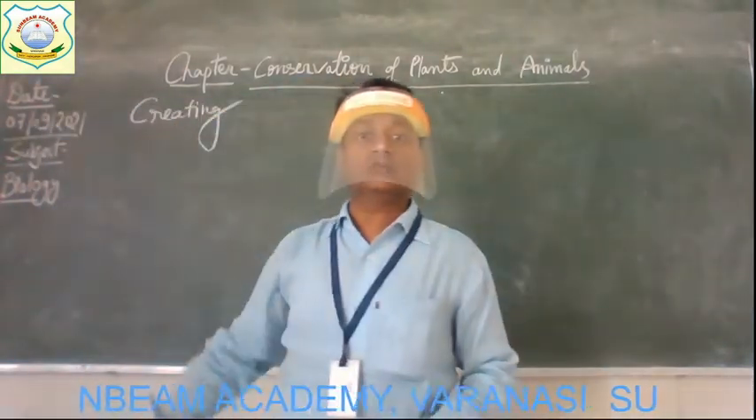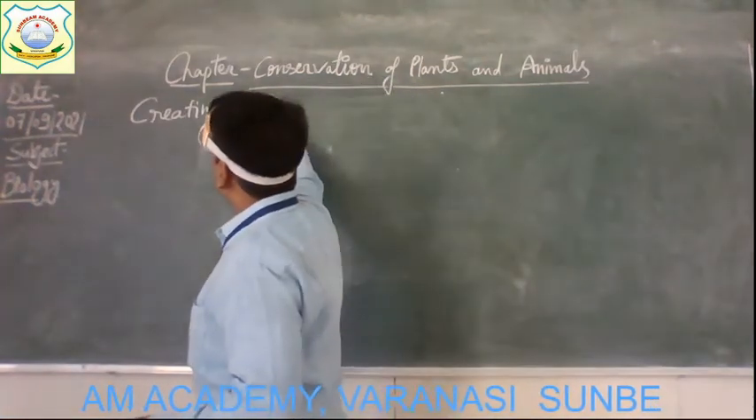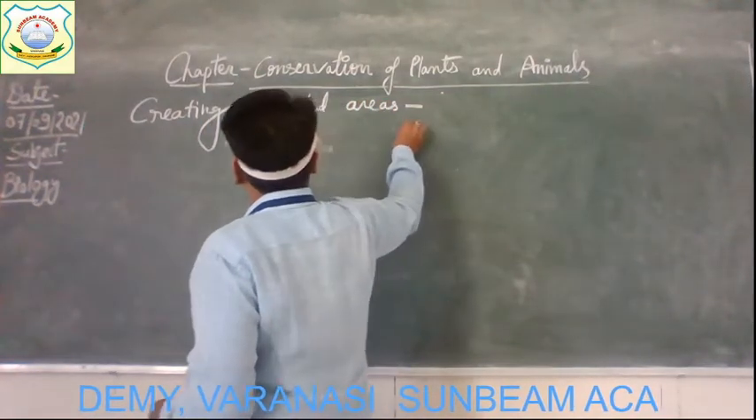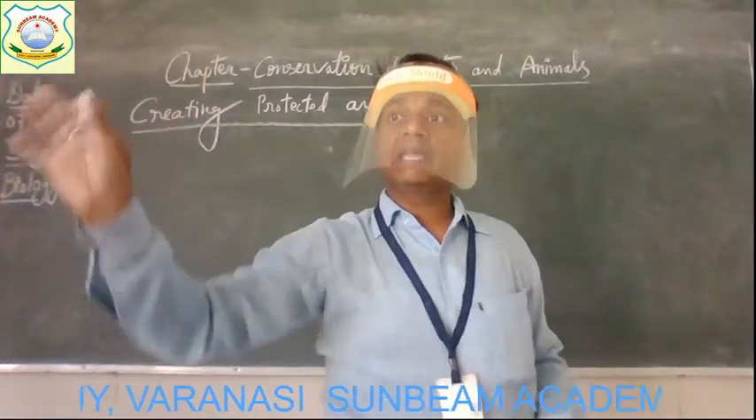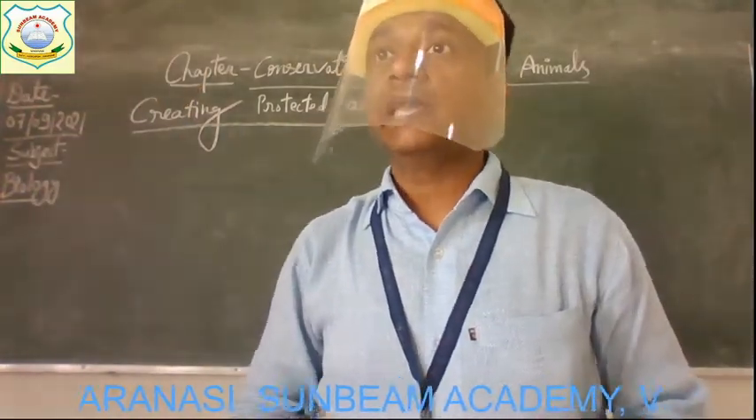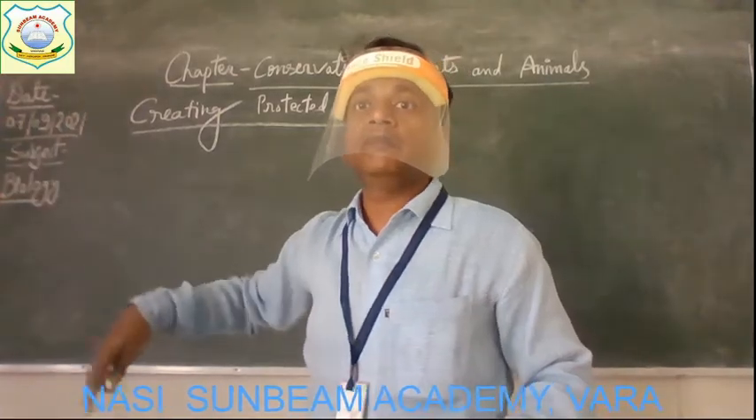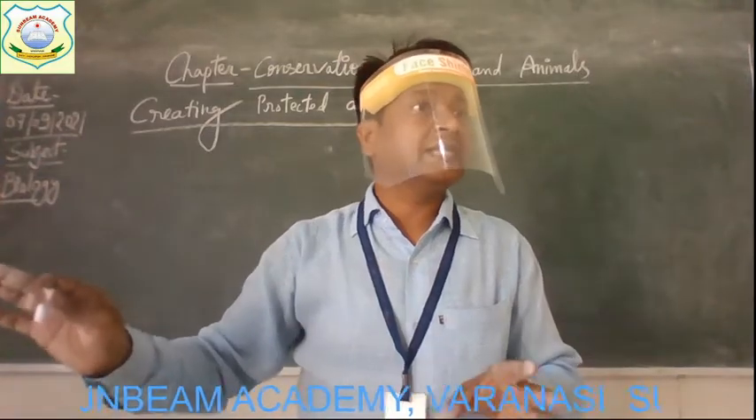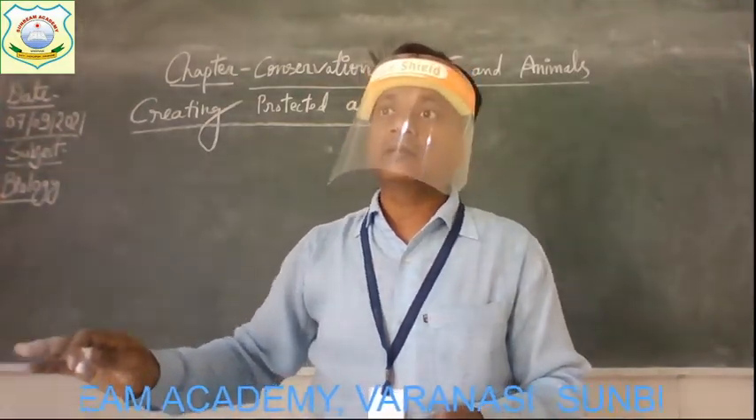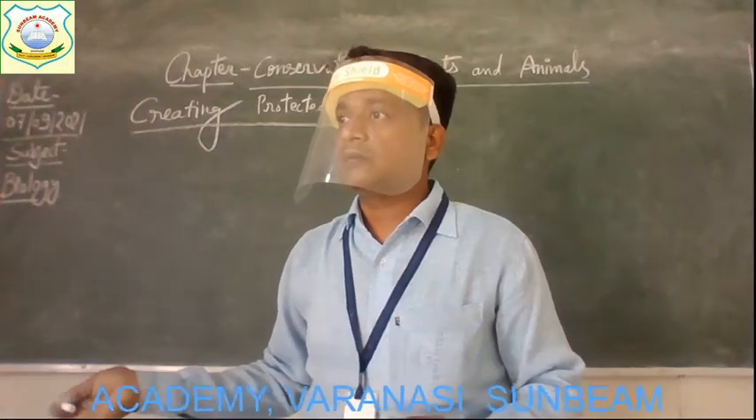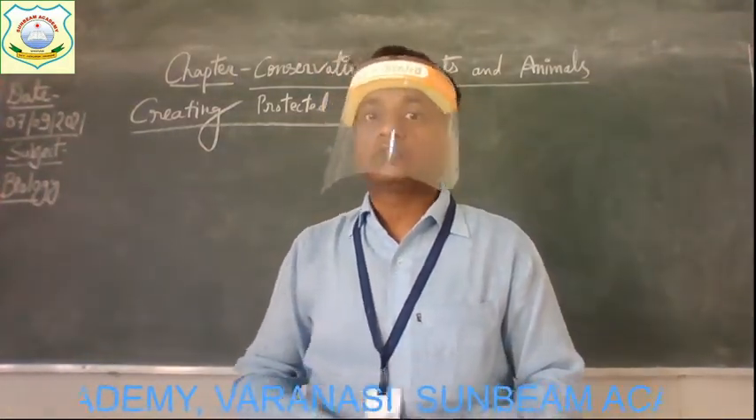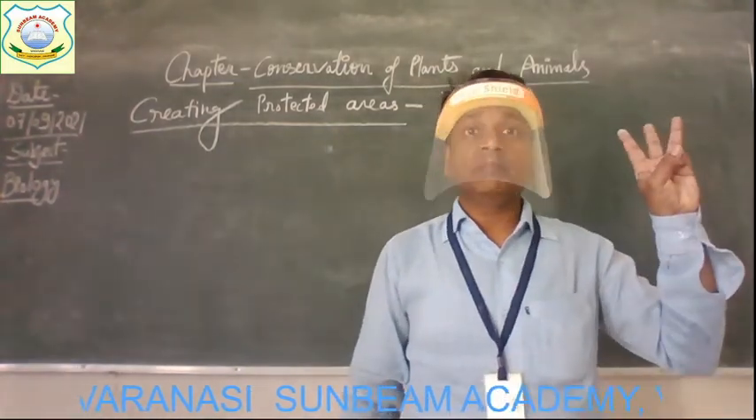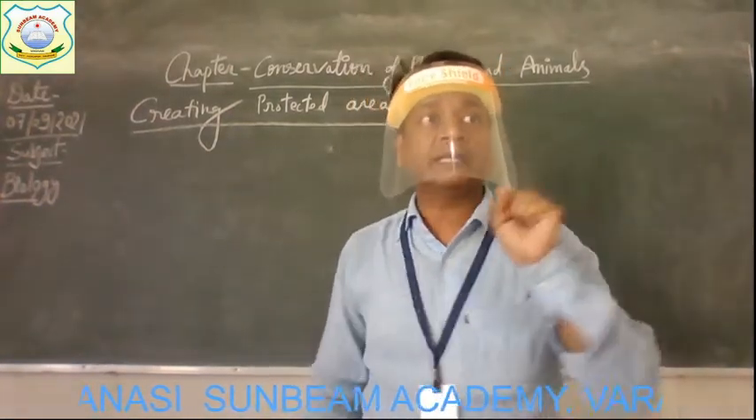Another way to protect, to conserve, is creating what? Protected areas. This is also a way by which we can conserve our forest and wildlife. If we protect the overall area in which the wildlife is living, those animals are living, or the plants are present, what will happen? The animals will not lose their natural habitat and no cutting down of trees will happen. So such areas are known as protected areas. And how many kinds of protected areas do we have? Three kinds of protected areas.